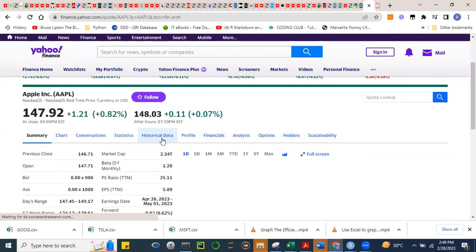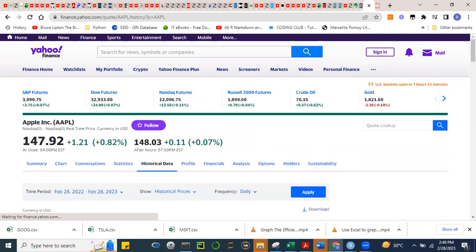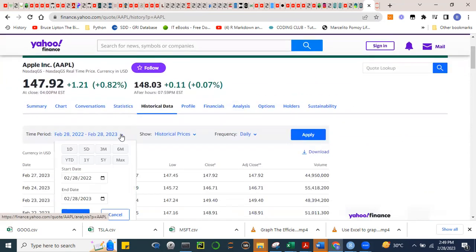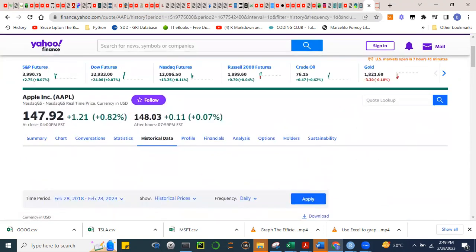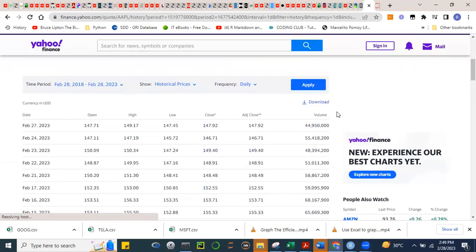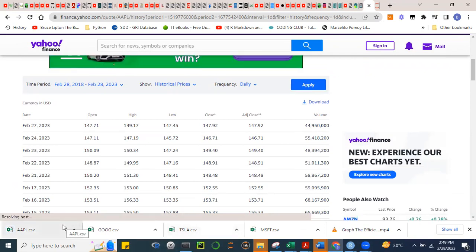Okay, we have here some tech stocks, Apple, and then historical data, and then we choose 5 years again, and then apply. Make sure that we apply it, and then download. So it's quite tedious, plus because in R this is really automatic. It's very easy to use a particular package in R.